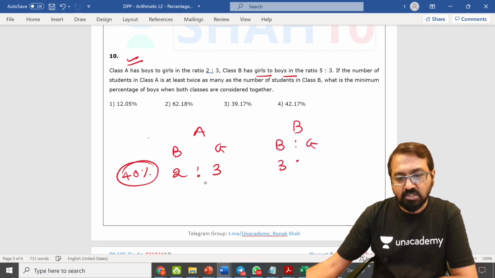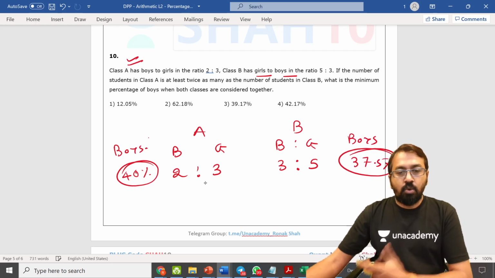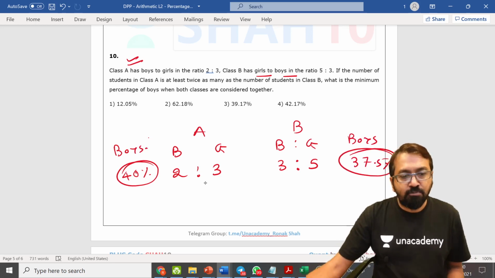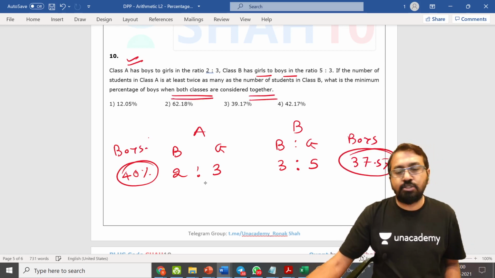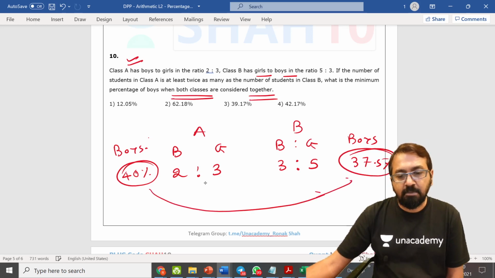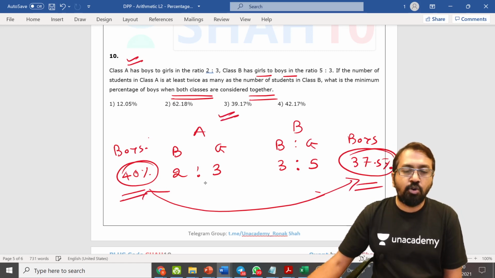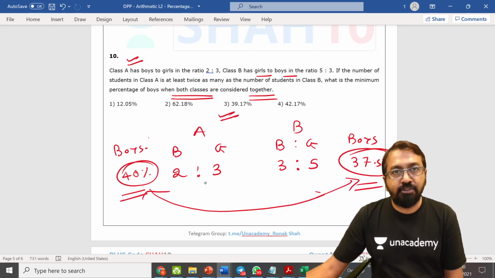So boys to girls will be 3:5. So what will be the boys percentage in this class? It's 37.5%. Out of 8, there are 3 boys, so 37.5%. What is the minimum percentage of boys when both classes are considered together? Guys, please understand, if I club the two divisions, the percentage of boys will definitely be between 40% and 37.5%. There is only one answer option in that range, so you can straight away go ahead with that.